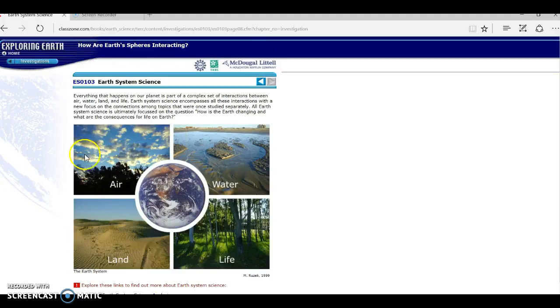And again, here are the four spheres, the big ideas: air is atmosphere, hydro is hydrosphere, bio is biosphere, land is geosphere.